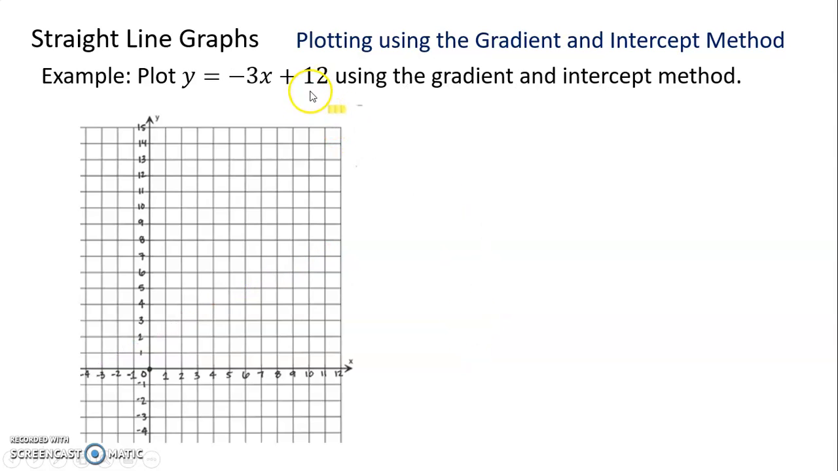Okay, here's another one for you. Again, you can do this on the same grid. This time though, we've got a negative gradient. So see if you can pause the video and plot this using the gradient and intercept method.